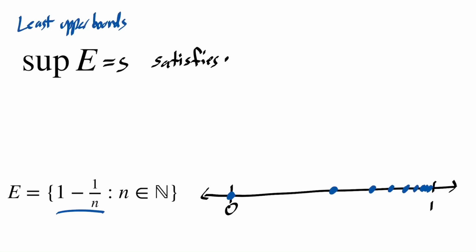And this is a little bit different than what the book wrote, but it is the same. It's just in my own language. So the sup E satisfies two properties. Number 1, it has to be an upper bound. And what do I mean by that?